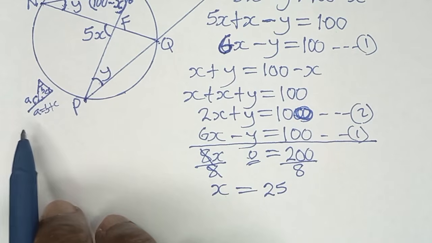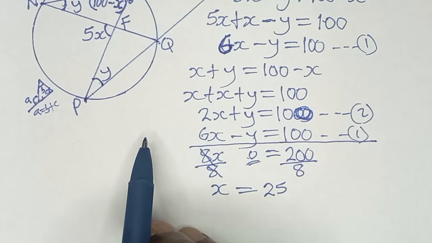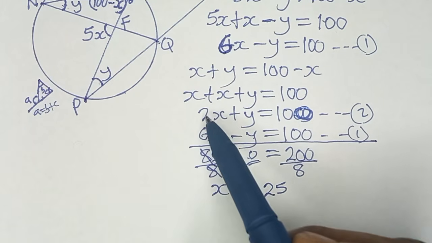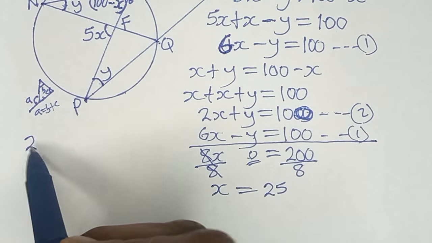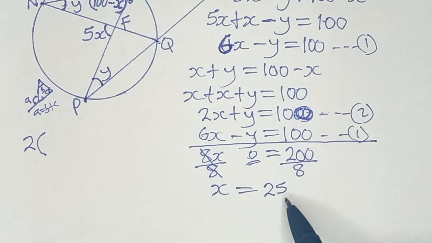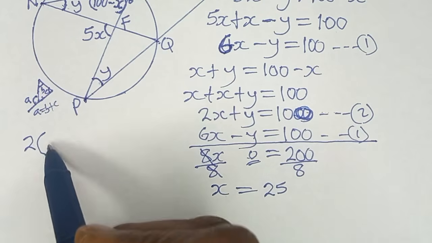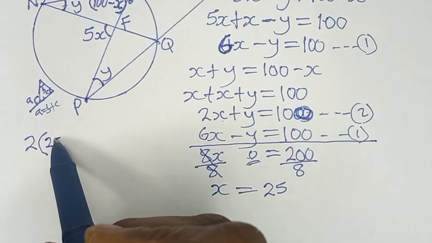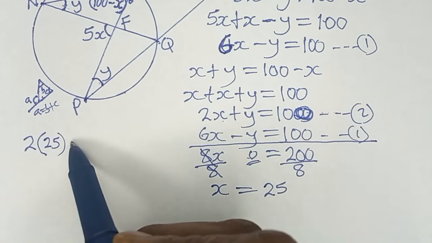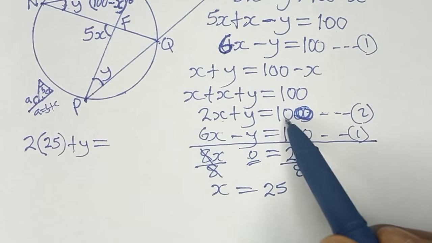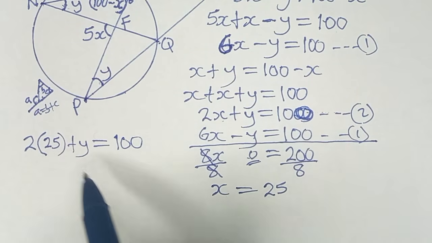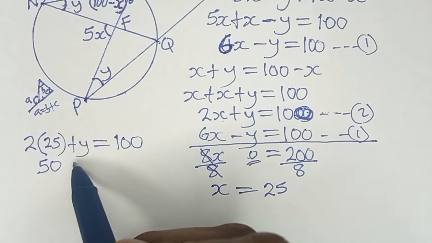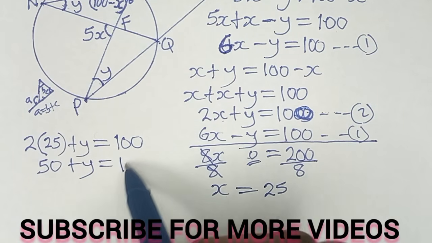Now let me solve for the value of y. Let me use equation 2. In equation 2, I have 2x. That will be 2 multiplied by 25 because x is 25. So 2x in this equation will be 2 times 25, and then plus y, and that will be equal to 100. So 2 multiplied by 25 is going to give me 50. So 50 plus y is equal to 100.